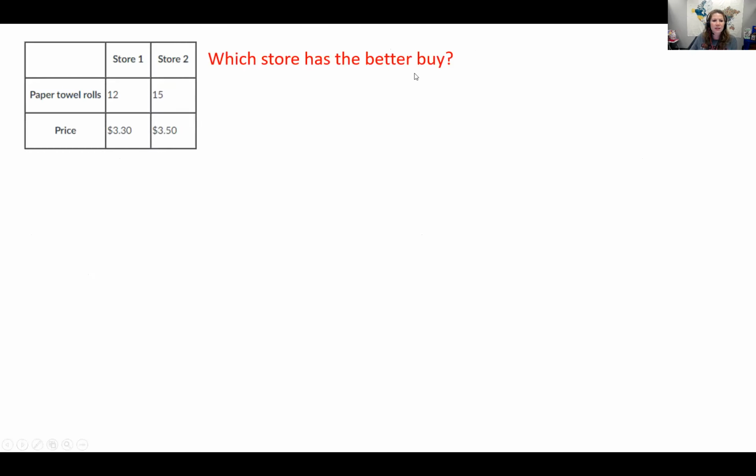All right, let's look at this one. So these were kind of problems that you looked at last week, but you have a mid-module check this week. So I just wanted to go over these again with you. So which store has the better buy? In other words, we want to know how much is the least expensive per paper towel roll. So how do we find unit rate? We always divide the price by the quantity.